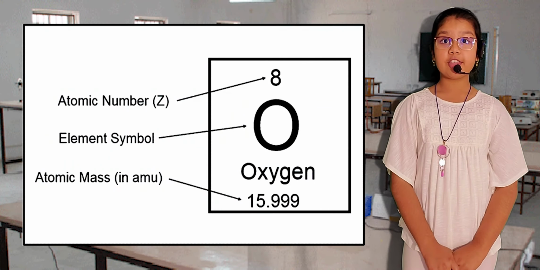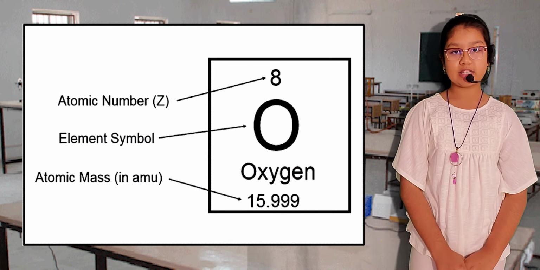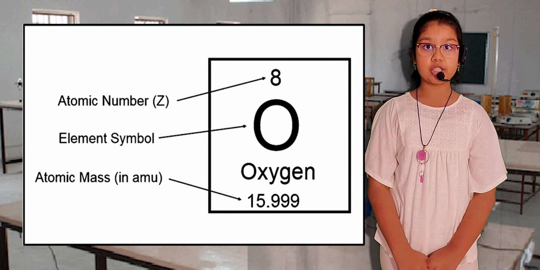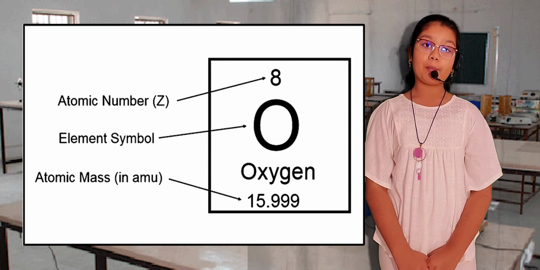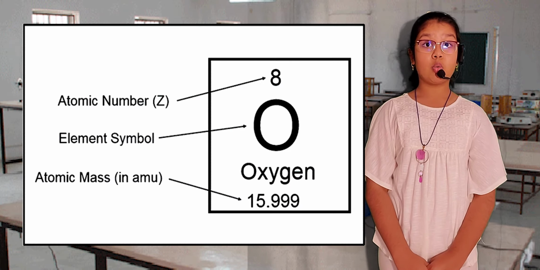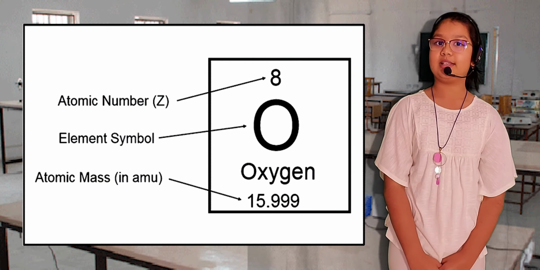There is also a thing that is labeled atomic mass. The atomic mass is the weight of an atom. In fact, the unit that this is measured in is an atomic mass unit, or AMU, which is actually equal to 1/12 of the mass of the most common atom of carbon.